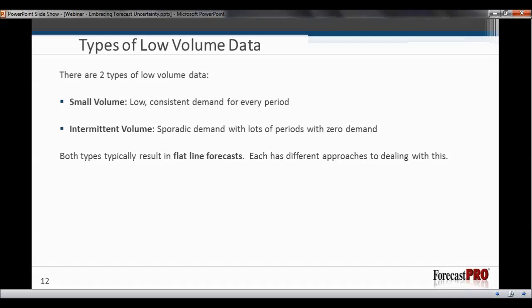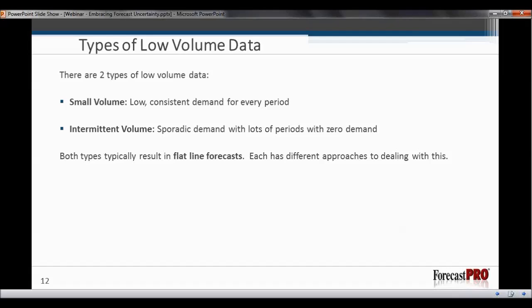There's actually small volumes that are consistent. So I just sell this item in small quantities, and these small quantities, though, are very consistent throughout my historical data. And then there is intermittent data. This is data that has lots and lots of zeros in it, meaning that I have sales, but they're scattered sporadically, and there are large spans of time where I don't have any sales.